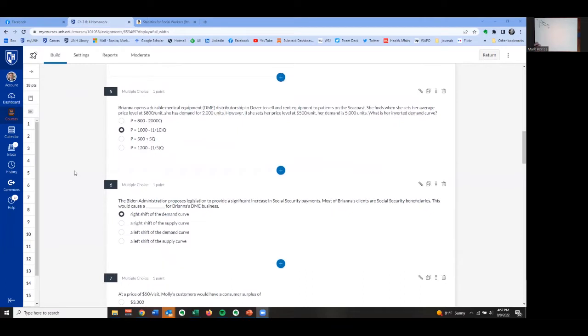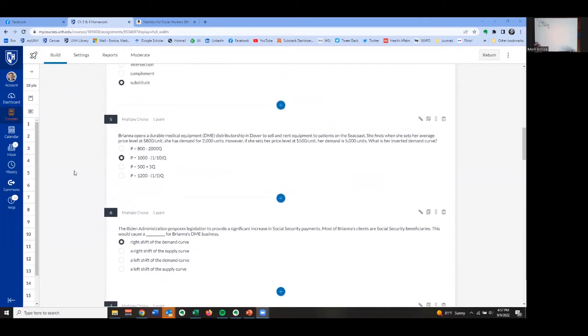Problem 5. Brianna opens a durable medical equipment distributorship in Dover to sell and rent equipment to patients on the Seacoast. She finds when she sets her average price level at $800 per unit, she has a demand for 2,000 units. However, if she sets her price at $500 per unit, her demand is 5,000 units. All right, so let's stop the share.